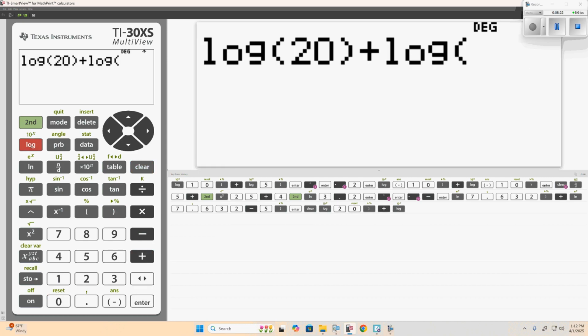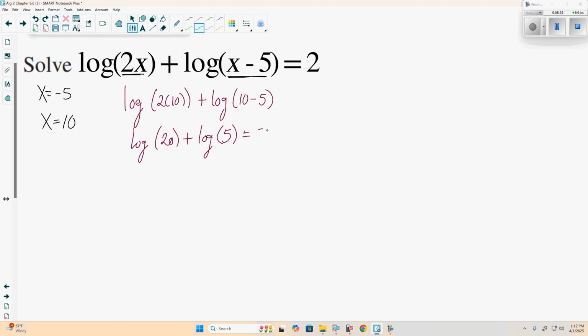And we can plug it in either calculator. Log of 20 plus log of 5 is 2. That's what it said it was, so that works. Let's do this again with negative 5.